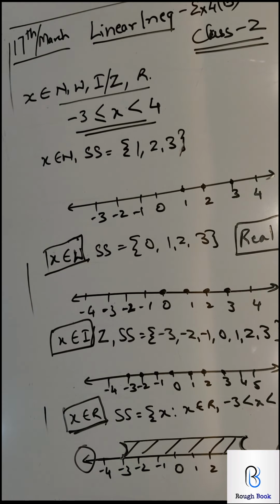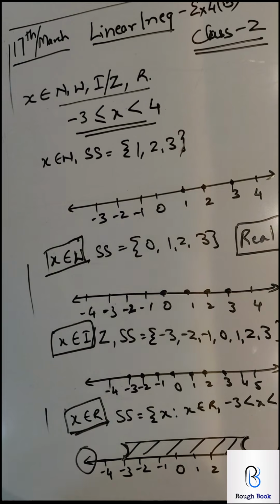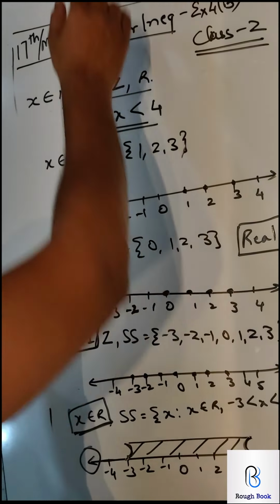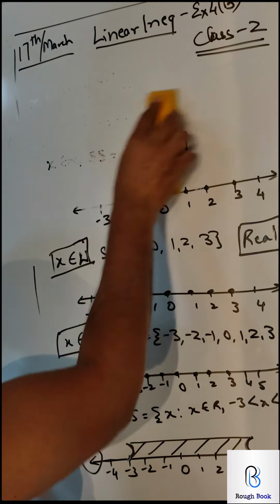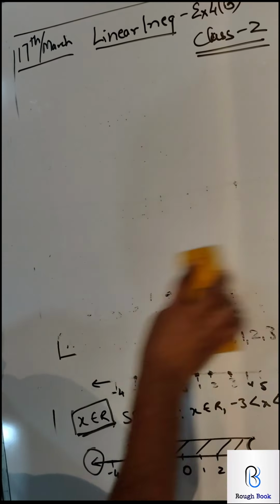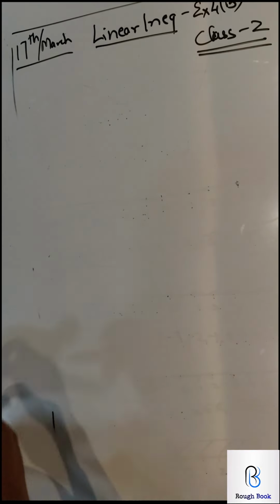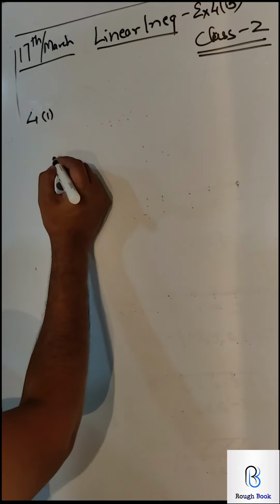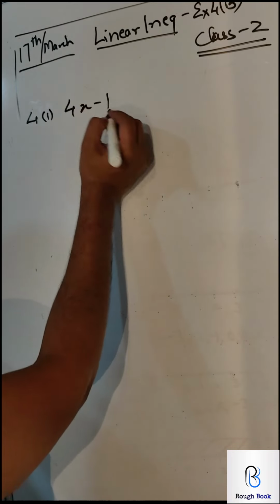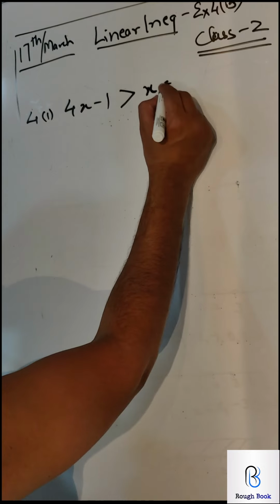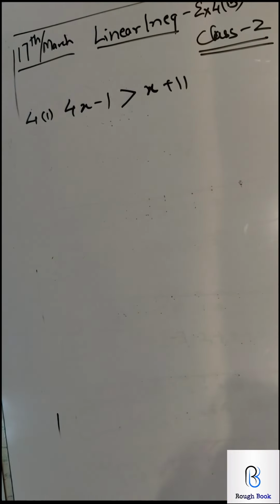Let's go ahead with your textbook. I want everyone to try sum number 4 part 1. And let's see how it goes. Are we able to manage it? So sum number 4 part 1 says: solve and draw the number line. 4x minus 1 greater than x plus 11. So go ahead, try solving it. Let's see if you can work it out.